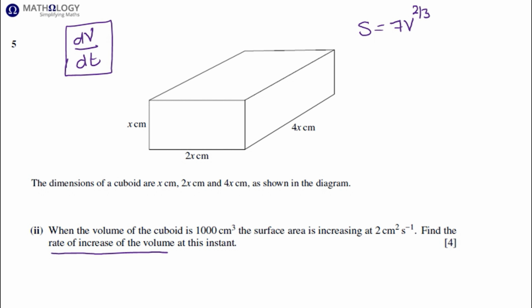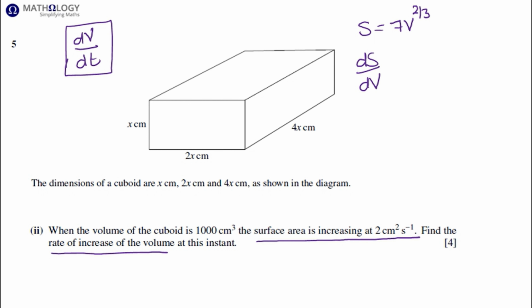We need to relate that to the expression we have, surface area in terms of volume. So from this, we're going to find an expression dS/dV, and we need to relate this to dV/dt. The volume of the cuboid is 1000 cubic centimeters. The surface area is increasing at 2 square centimeters per second.